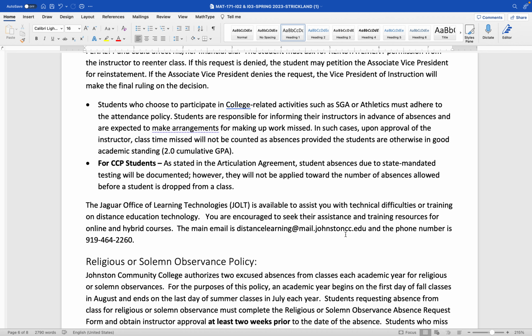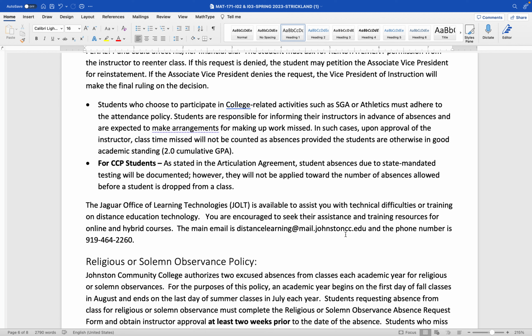And students who participate in college-related activities such as SGA or athletics must adhere to the attendance policy. And in such cases, upon approval of the instructor, class time missed will not be counted as absences provided the students are otherwise in good academic standing. That is at least a 2.0 cumulative GPA. And for CCP students, as stated in the articulation agreement, student absences due to state-mandated testing will be documented. However, they will not be applied toward the number of absences allowed before a student is dropped from a class.